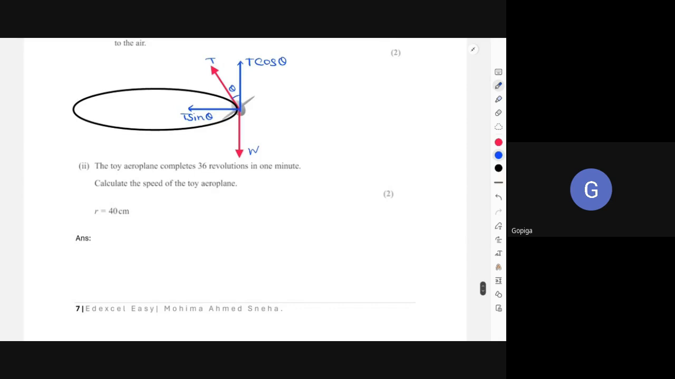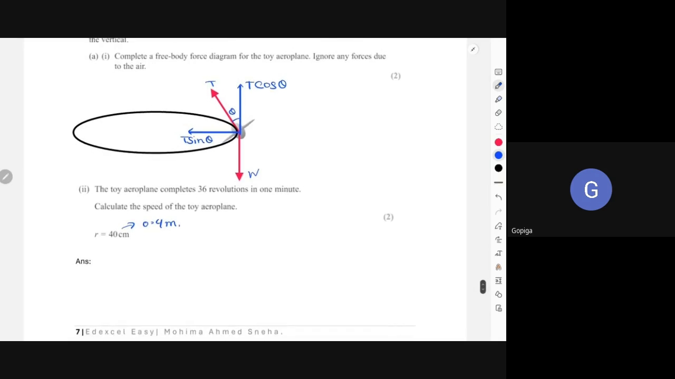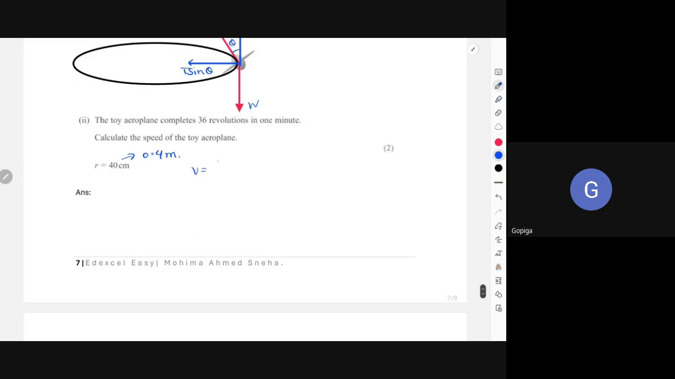and then again r was given over here. So this becomes 0.4 meter because it was in centimeters, we have to convert that into meters. In that case, v is arc length over time. Arc length was 2 pi r divided by time. So 2 pi times 0.4 multiplied with 36 divided by 60. Time was 60, right. So if you calculate all of these things, you're supposed to get approximately 1.51 meters per second.